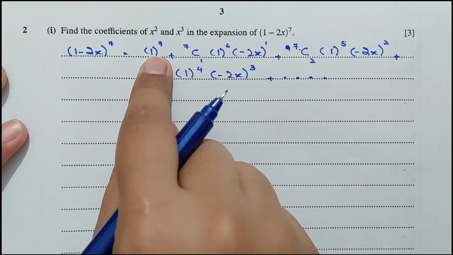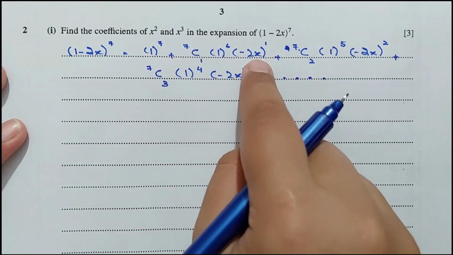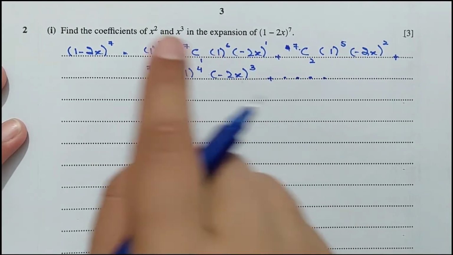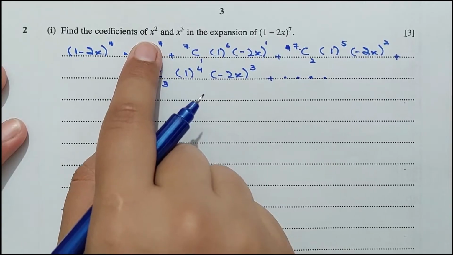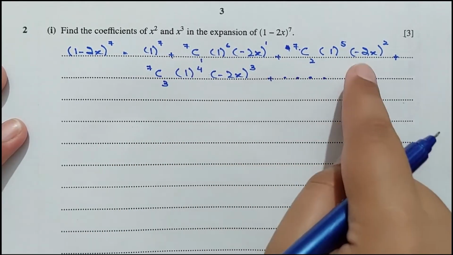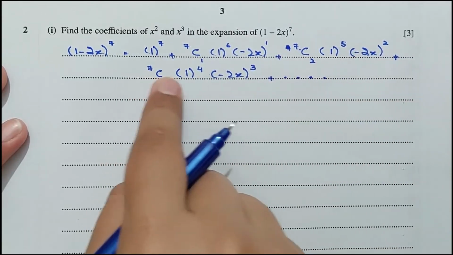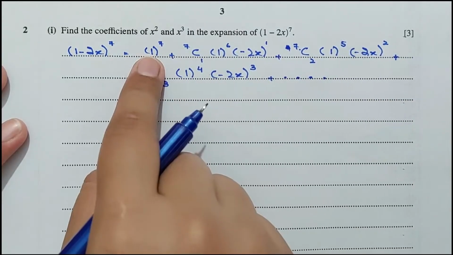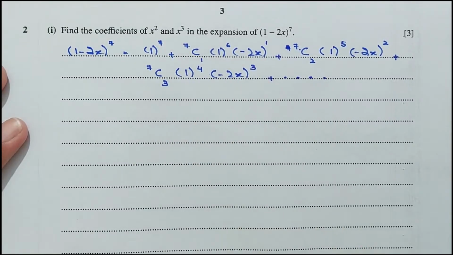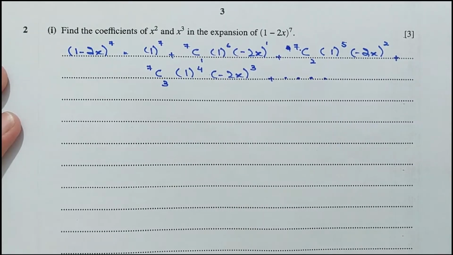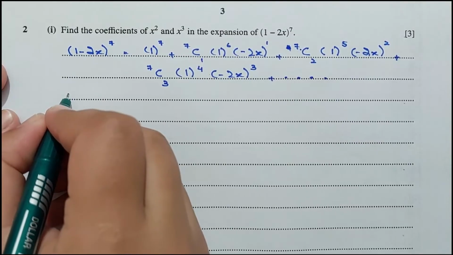So here minus 2x power is just 0, and here 1, here 2 and here 3. Okay, so we have to find the coefficients of x square and x cube. This term we will get x square and this term we will get x cube, and this is a constant term and this is the x term, right? So we are just dealing with the x square and the x term.